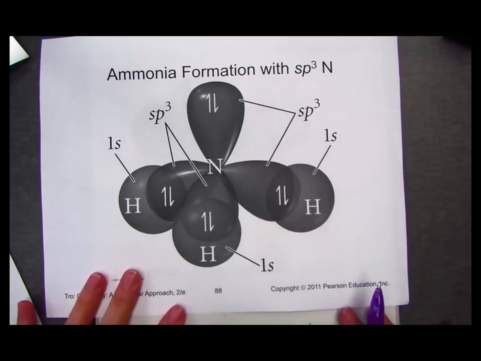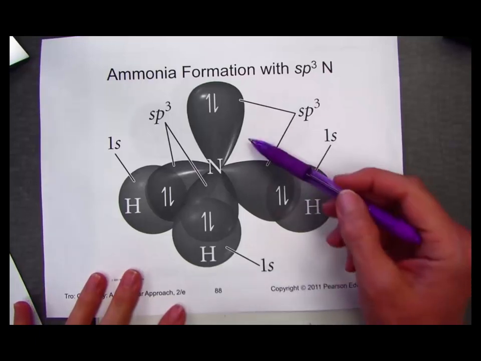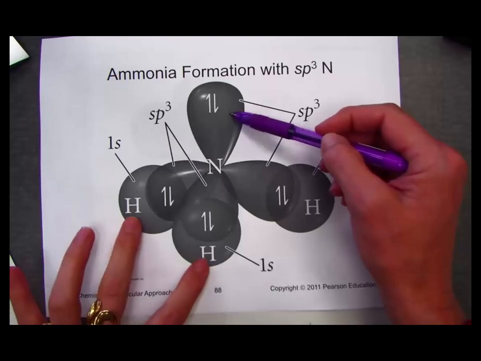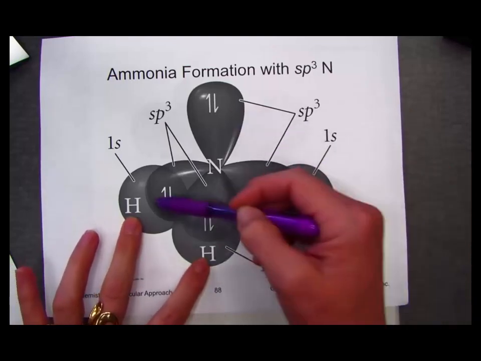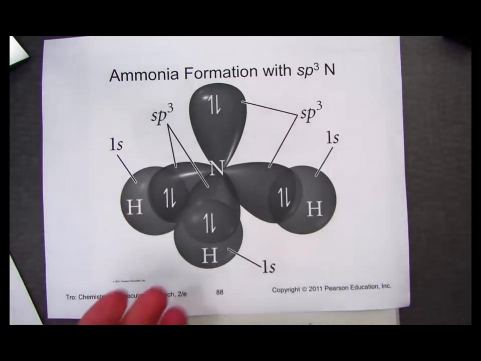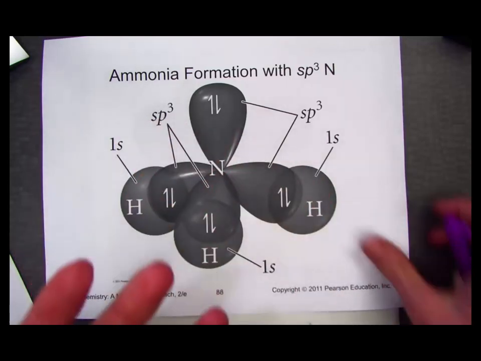Ammonia with an sp3 hybridization, one of these would be simply a lone pair of electrons, 3 hydrogens bonded with a single bond back to the nitrogen. To get 4 electron domains, we get an sp3 hybridization.